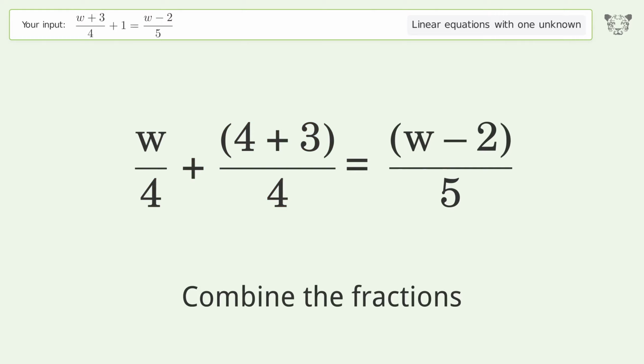You ask Tiger to solve. This deals with linear equations with one unknown. The final result is w equals -43. Let's solve it step by step.